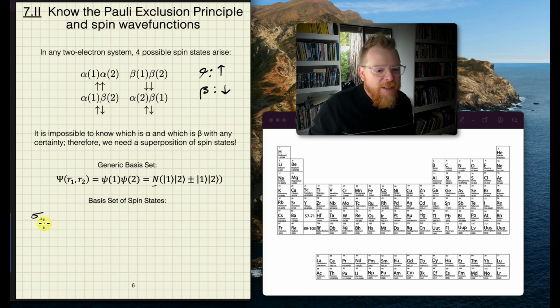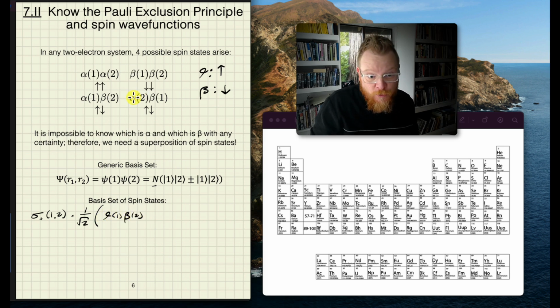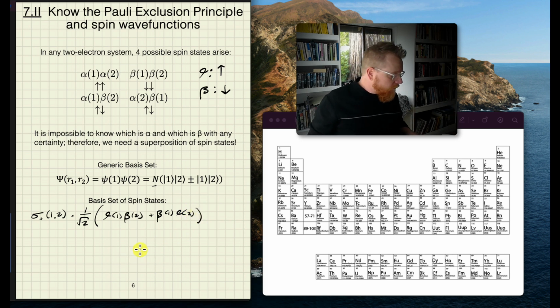So we're going to have the sigma plus state, sigma 1, 2, where now this corresponds to the spin wave function. And that's going to go as the following. So the normalization constant for this two-term basis set is 1 over root 2. And then that's times the following, alpha 1 beta 2, and then we could have plus, and I'll keep the positions in the same place, so alpha 1 now becomes beta 1, and beta 2 now becomes alpha 2. So that is one possible spin wave function.